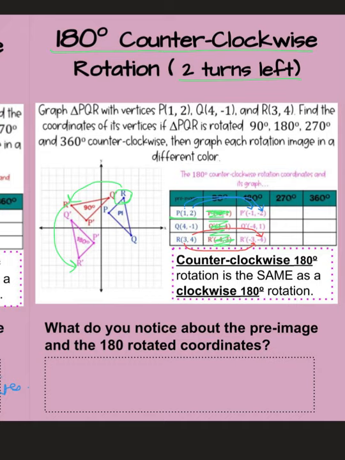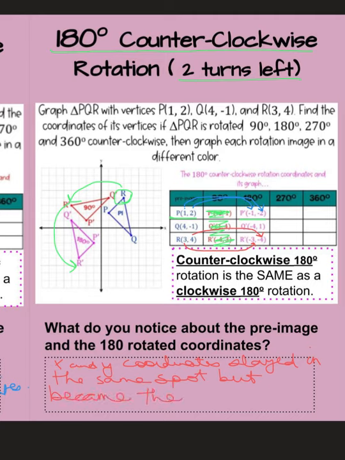Now thinking about what do we notice, we can say that the x and y coordinates stayed in the same spot, but became the opposite value. Okay, so that's something you can write there. All right, continuing on to the next one.